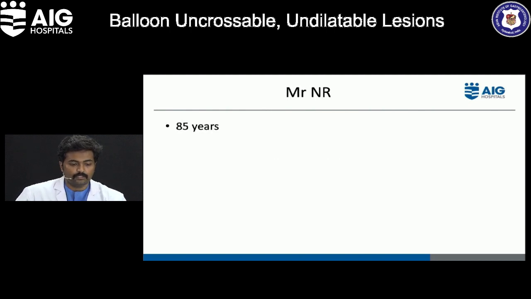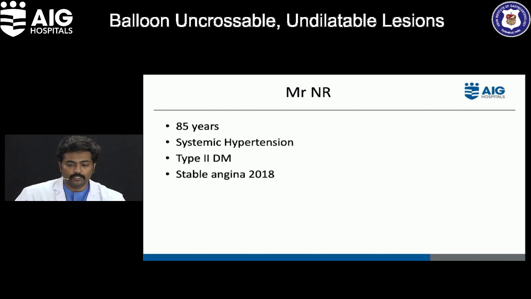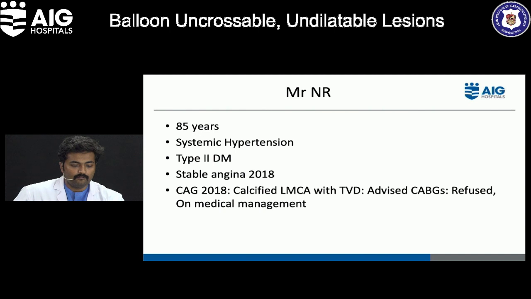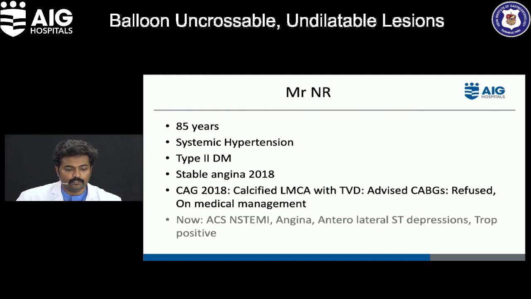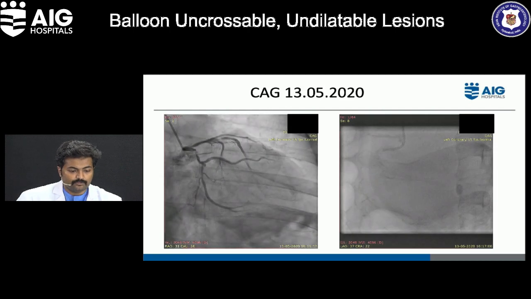Mr. NR, who is an 85-year-old male, known hypertensive, diabetic, and had chronic stable angina since 2018, for which an angiogram was done in 2018, and the angiogram was showing a calcified left main with triple vessel disease. CABG was advised, but the patient refused, and he was on medical management since then. He presented to us with an NSTEMI with angina and anterolateral ST depressions on the ECG, and the troponin was positive.